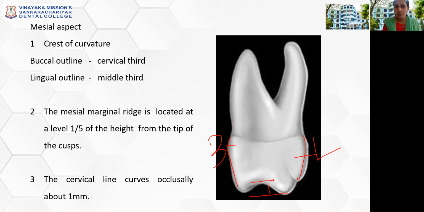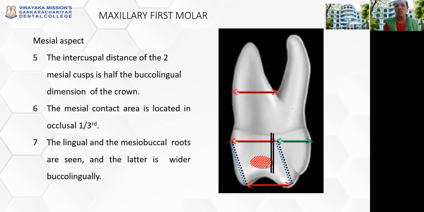From the mesial aspect, we can appreciate the mesiobuccal and the palatal root. The mesiobuccal root is wider buccolingually when compared to the palatal root. Also, in the mesial aspect, the buccolingual dimension is greater when compared to the distal aspect. We can appreciate that the intercuspal distance of the two mesial cusps is only half the buccolingual dimension of the crown. The mesial contact area is located in the occlusal third. And also the lingual and mesiobuccal roots are the same, which we have already discussed.